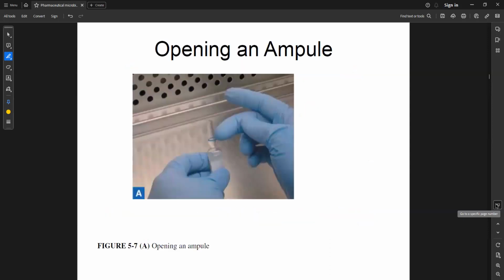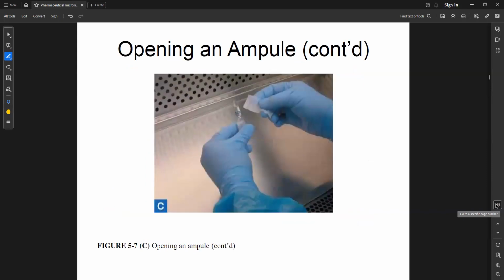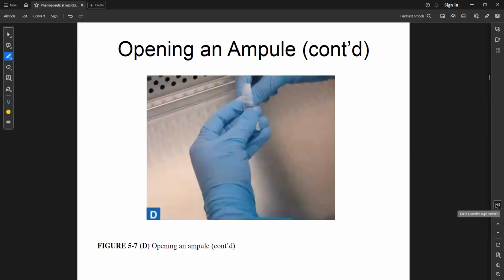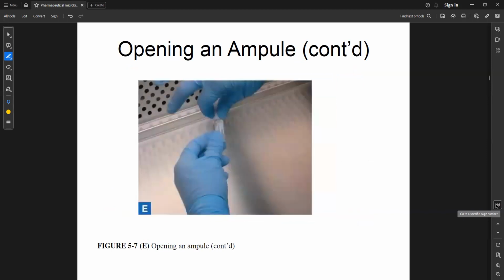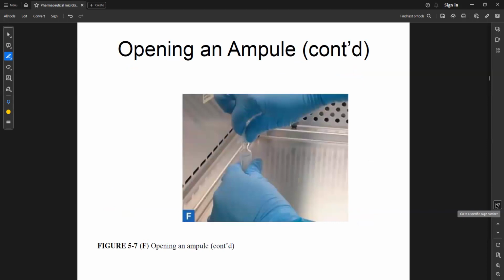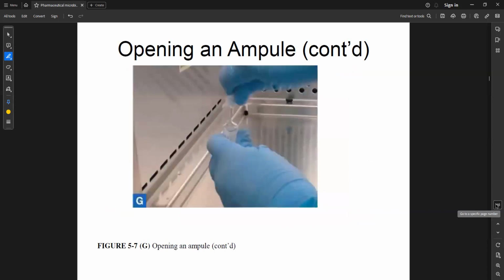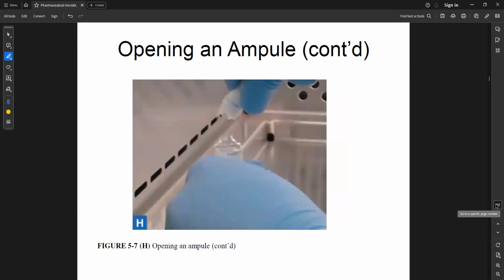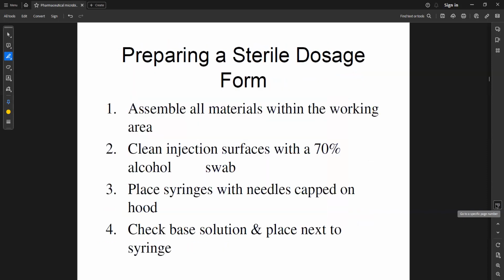Insert the needle into the additive port of the IV bag and inject. So this is how you open an ampule. You use a sterile swab, or you can use cotton wool. Then you hold it at a 20-degree angle, wrap it, hold it at the neck, twist it, wiggle it a bit, then break off the neck. That's it.